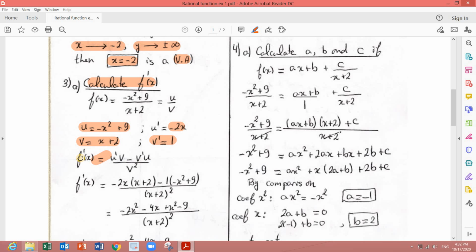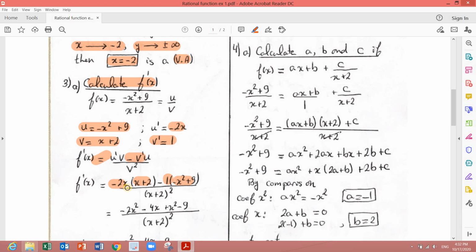Then we apply the rule for the derivative of u over v, which is u prime v minus v prime u over v squared. So the derivative is u prime v minus v prime u over v squared. u prime is minus 2x, v is x plus 2, v prime is 1, and u is minus x squared plus 9, over v squared, x plus 2 squared.